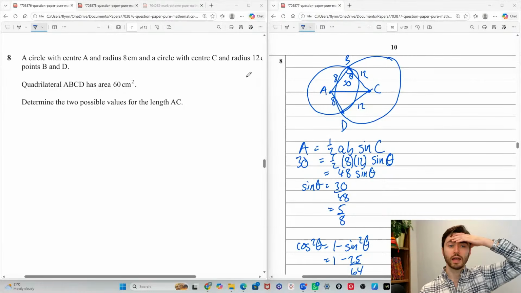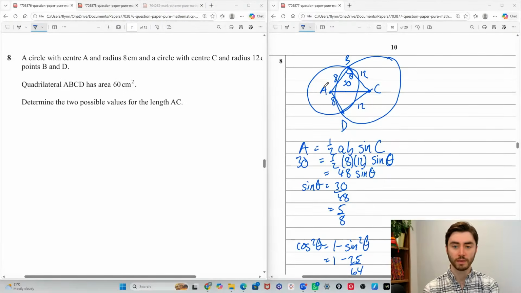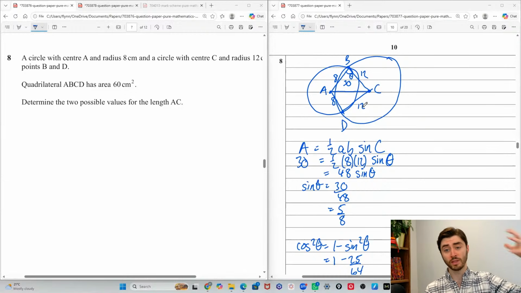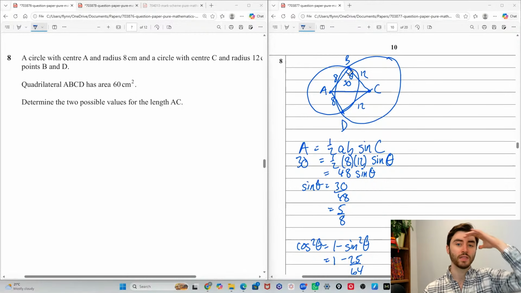8 is when things got fun. So circle center A has radius 8. Good. Center C has radius 12. Good. That split this into 2 triangles, each of 30. Can I prove that? Well, yes, because I know that these are congruent because they share the length AC, and the other 2 side lengths are both 8 and 12. Therefore, these are congruent triangles. Therefore, they do have equal area, and the area of that triangle is 30. Good.